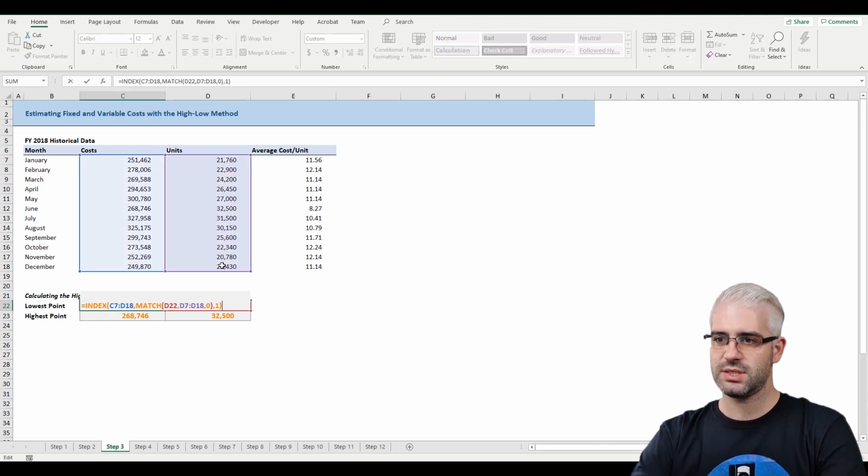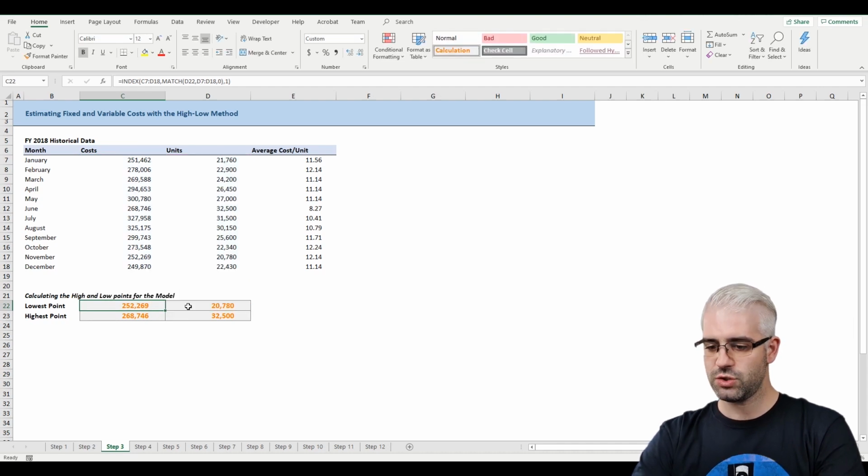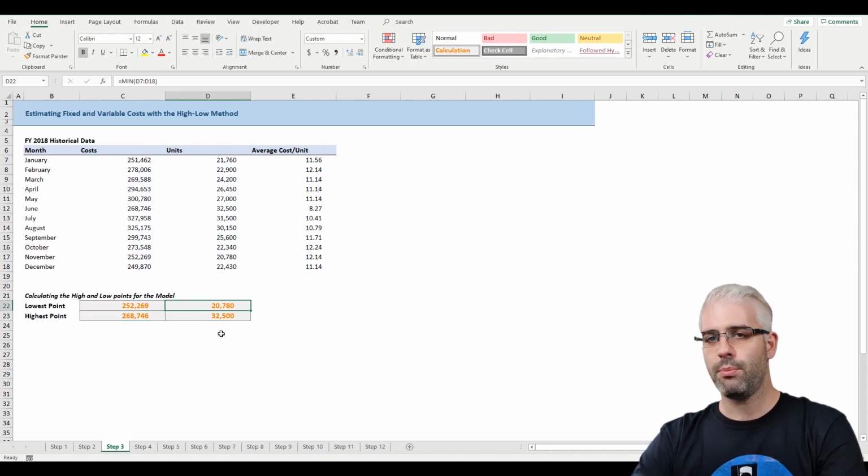After that, we use a combination of index and match. So what I do is I'll match the minimum volume in the range here in column D. And then I'll index the whole range, the costs and the units, and find the corresponding row to the ID that got returned from the match. I'm gonna do the same for the highest point, and here are my high and low points for the model.